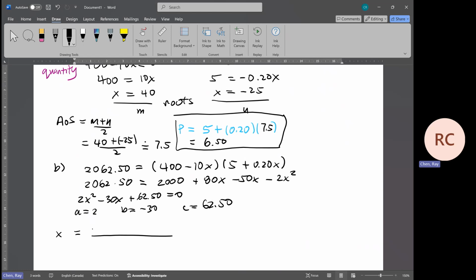So negative of a negative is a positive, plus or minus the square root of negative 30 all squared, minus 4 times 2 times 62.5, all over 4. Let me make sure I get this right. It is factorable. I should have known. I am a big, stupid math teacher.